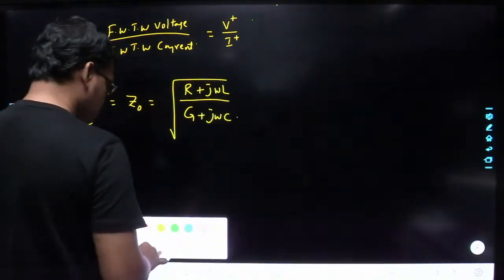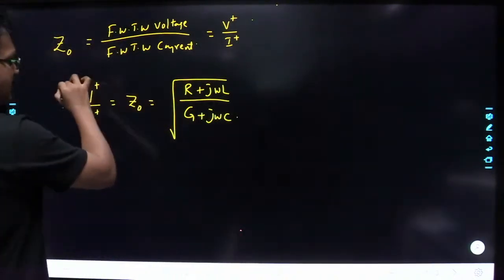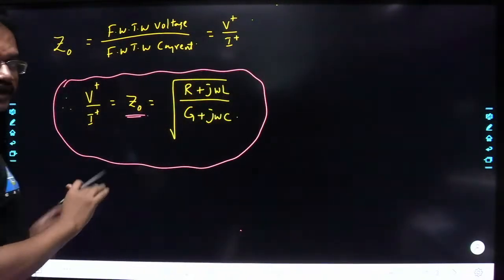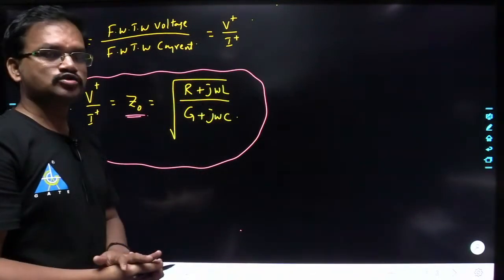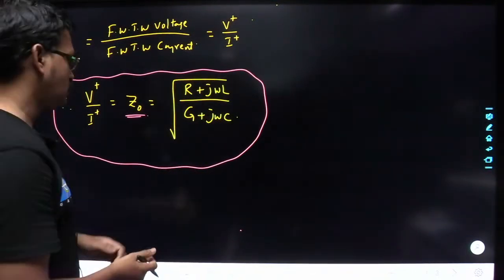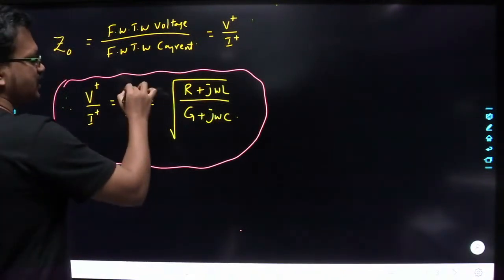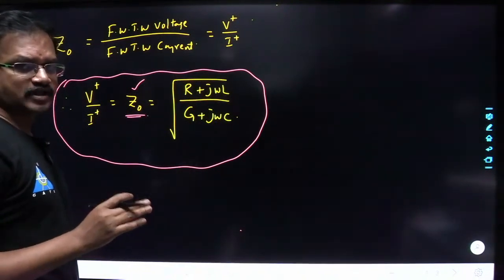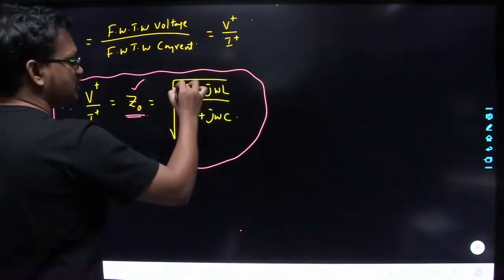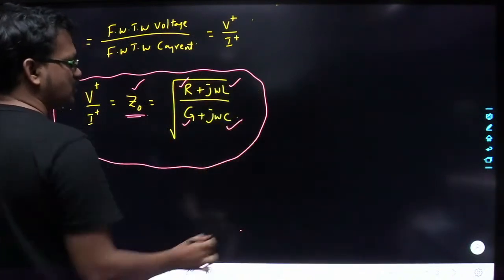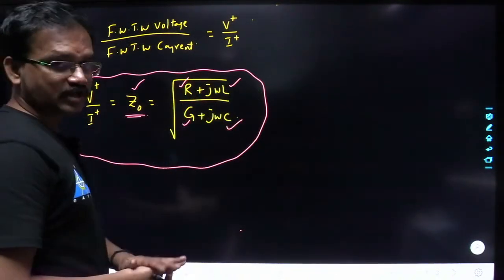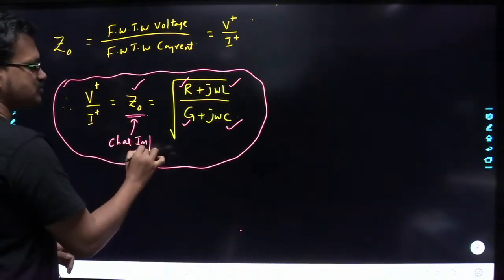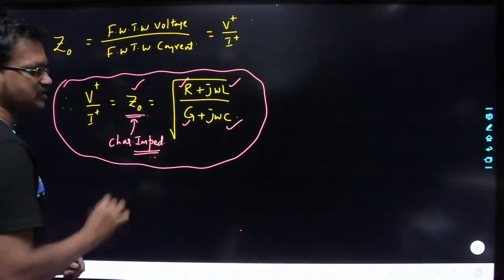So the characteristic impedance of the transmission line we got by taking the ratio of the forward traveling wave voltage to the forward traveling wave current. Understood? And we have seen that this characteristic impedance depends upon the primary constants of the transmission line, or you can say the characteristics of the transmission line, that is R, L, G and C. Since it depends upon the characteristics of the transmission line, we are calling it the characteristic impedance of the transmission line.